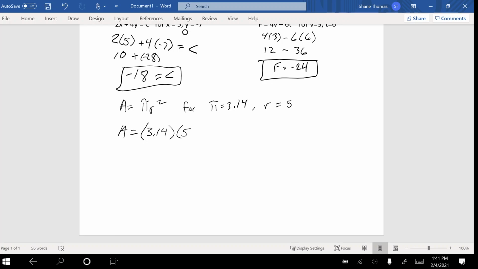Radius is 5 squared. Now, order of operations says I have to do the exponent first. So I have 3.14 times, what's 5 squared? 25. Is that what you had, Brooke? Okay. What's 3.14 times 25?